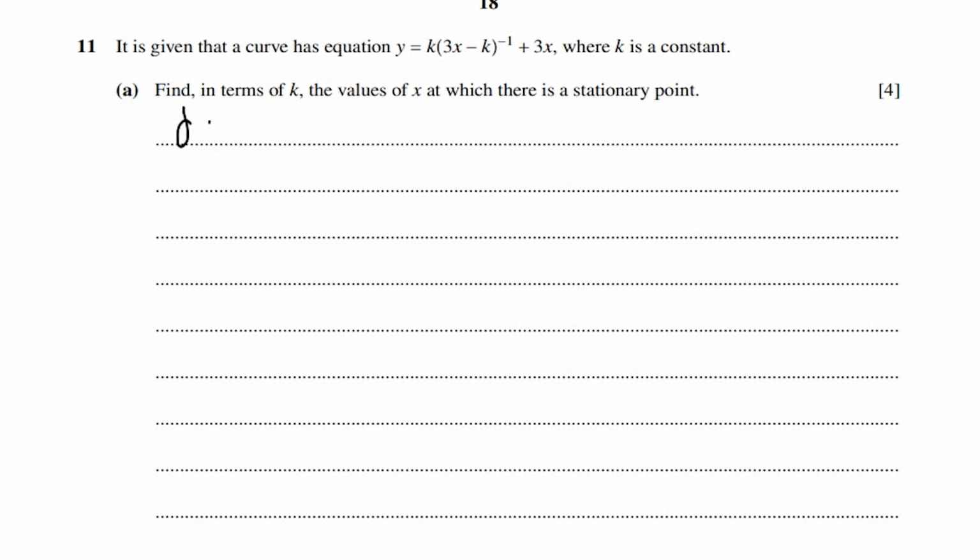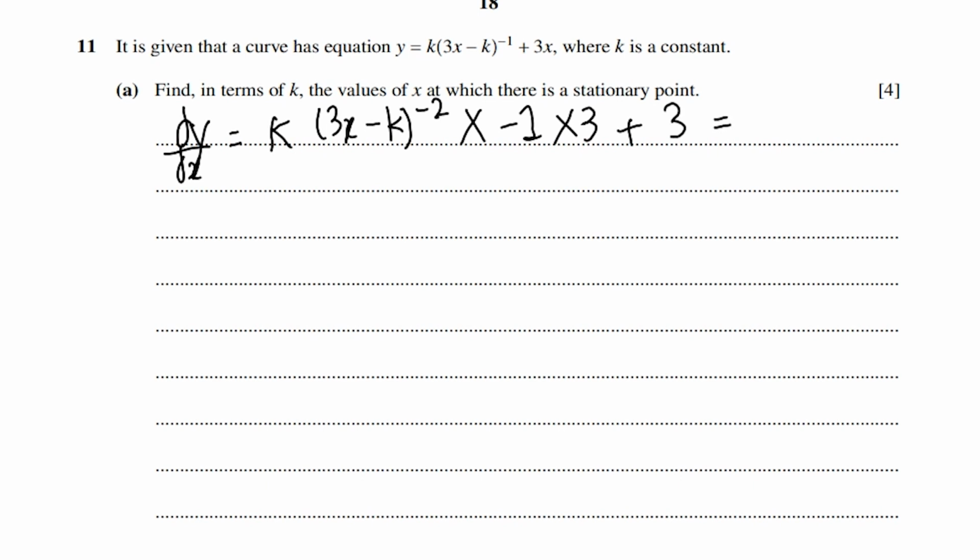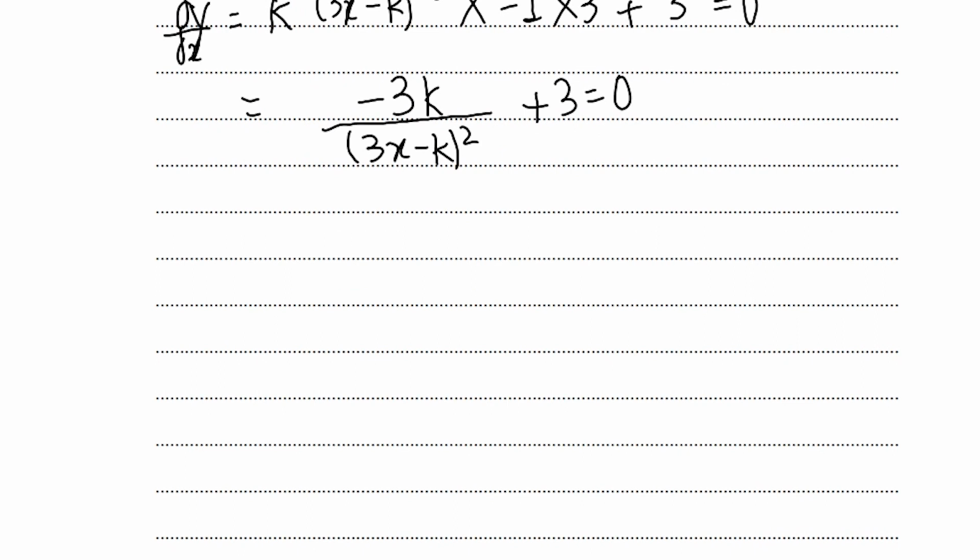Let's write dy over dx and differentiate this equation. So we'll write k multiplied by (3x minus k). Here there is power minus 1, so minus 1 is minus 2 multiplied by the power minus 1 multiplied by 3, and then we have plus 3x, so differentiating plus 3x we get plus 3. Now we'll equate dy over dx to 0. Let's simplify it. Minus 3k over (3x minus k) raised to the power 2 plus 3 is equal to 0. This is our differential.